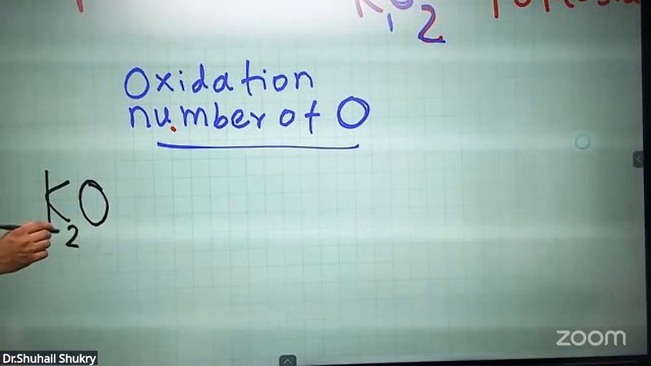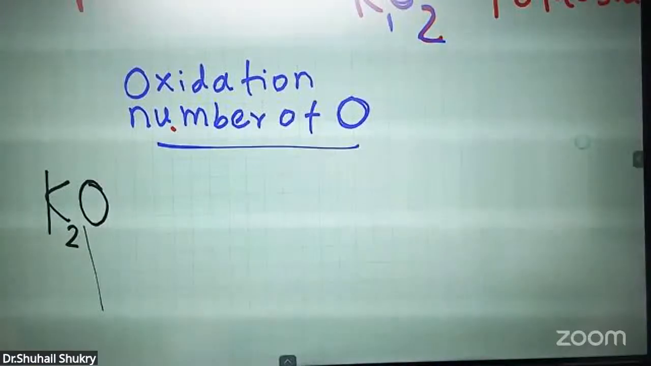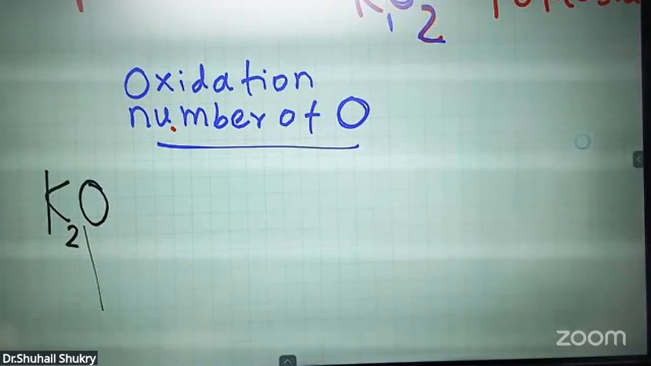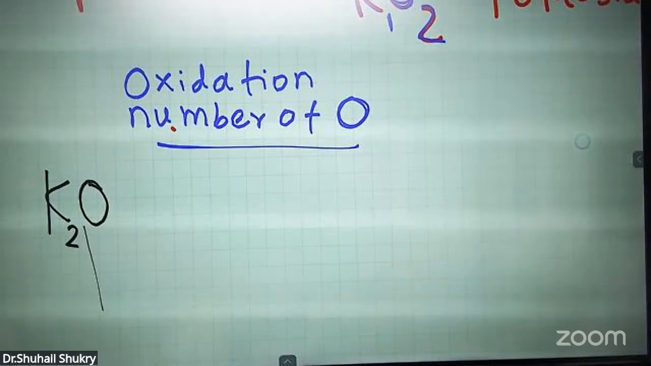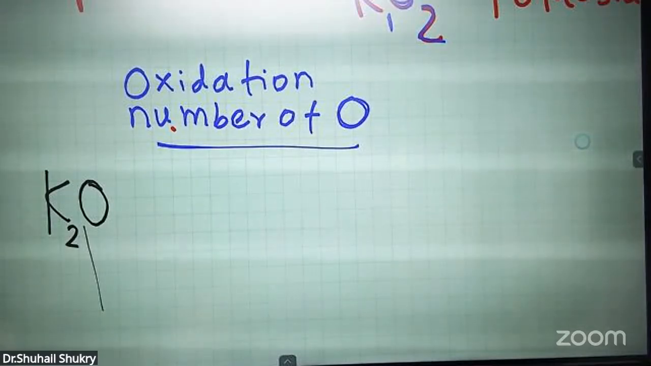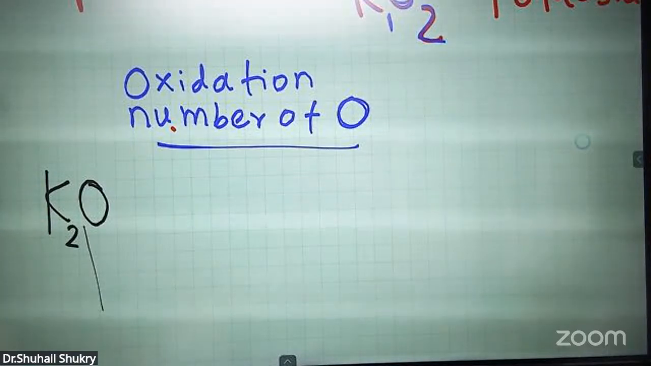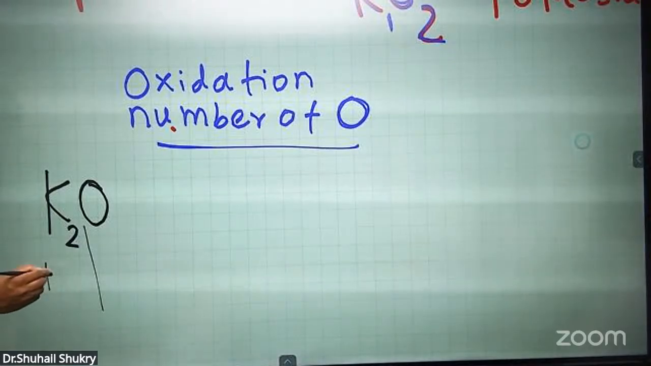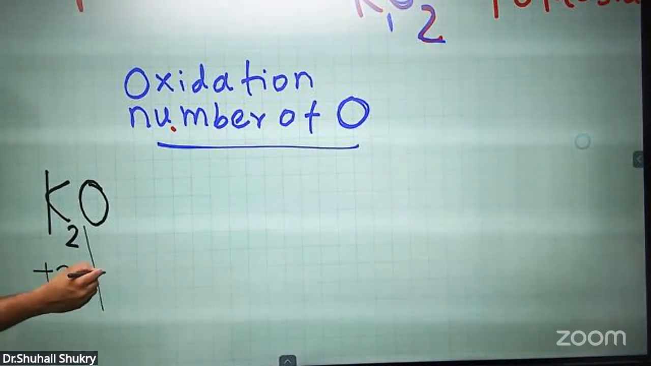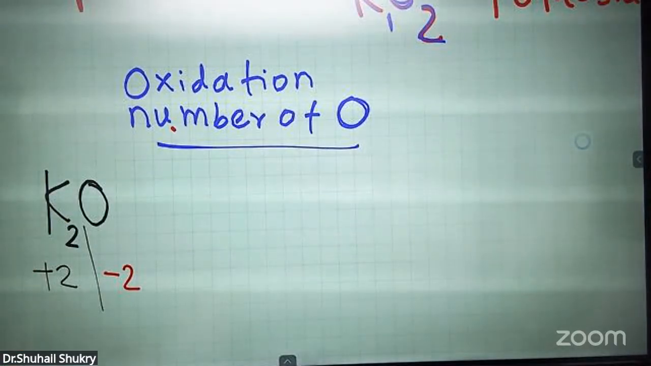Think about potassium. Potassium belongs to group 1. Group 1 oxidation number is +1. Group 2 oxidation number is +2. If you have any group 1 or 2, you can decide like this. Then 1 potassium is +1, 2 potassiums are +2. Then what is the oxygen valence here in K2O? -2. So in oxides, oxygen is -2.